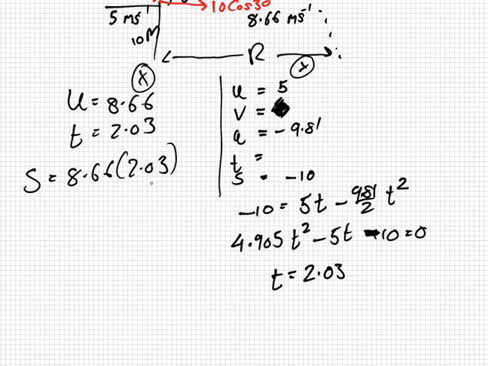Is there any acceleration horizontally? No. A is 0. So, 2.03 times 8.66, and I get S equals 17.6 meters.